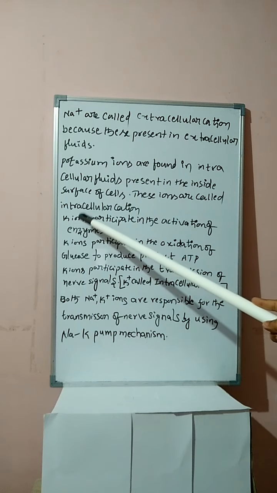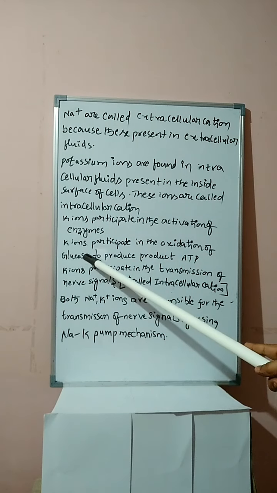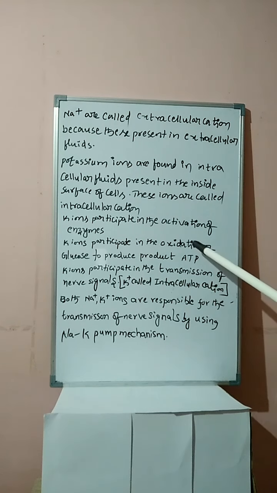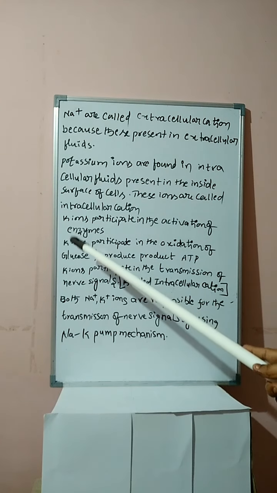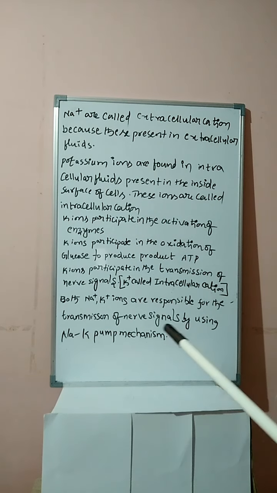Potassium ions participate in the activation of enzymes. Different enzymes are present in the human body for different biological actions. These enzymes are activated by using potassium ions. These potassium ions also participate in the oxidation of glucose to produce the product ATP. ATP stands for adenosine triphosphate. Glucose is oxidized to adenosine triphosphate in the presence of potassium ions. Therefore, in the conversion of glucose to adenosine triphosphate, potassium ions also participate. That is also a biological function.